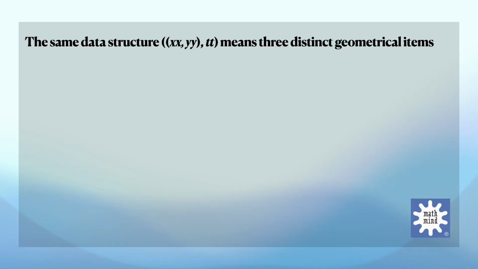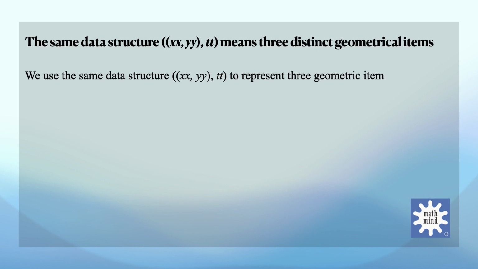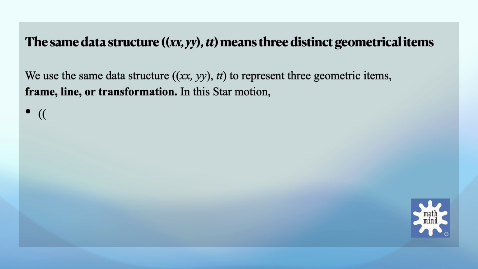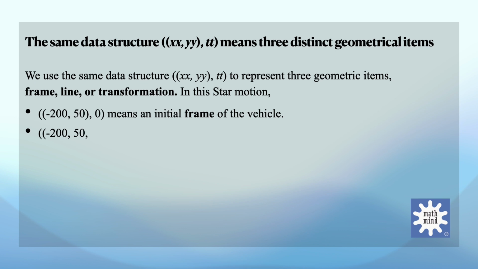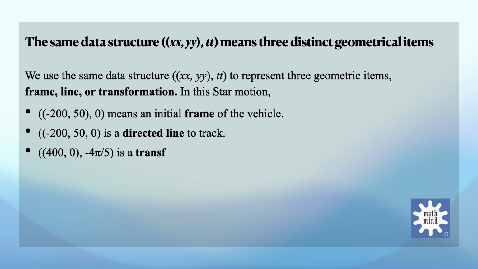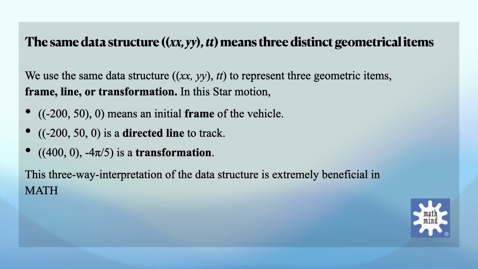The same data structure, XX, YY, TT, means 3 distinct geometrical items. We use the same data structure, XX, YY, TT, to represent 3 geometric items, frame, line, or transformation. In this star motion, minus 250, 0, means an initial frame of the vehicle. Minus 250, 0, is a directed line to track. 400, 0, minus 4 pi over 5, is a transformation. This 3-way interpretation of the data structure is extremely beneficial in math-mind arithmetic.